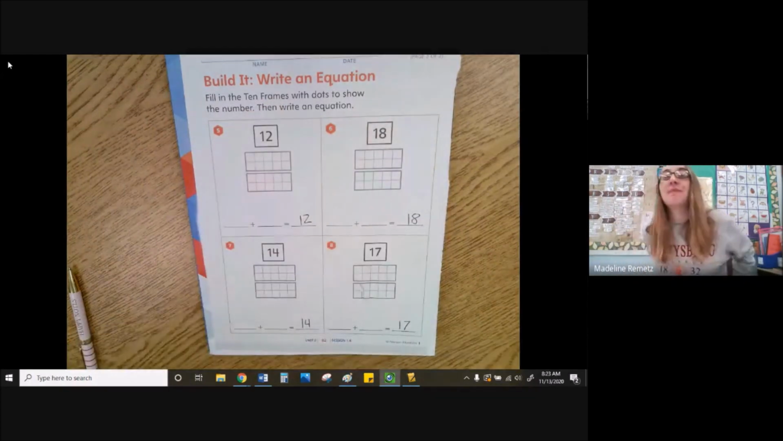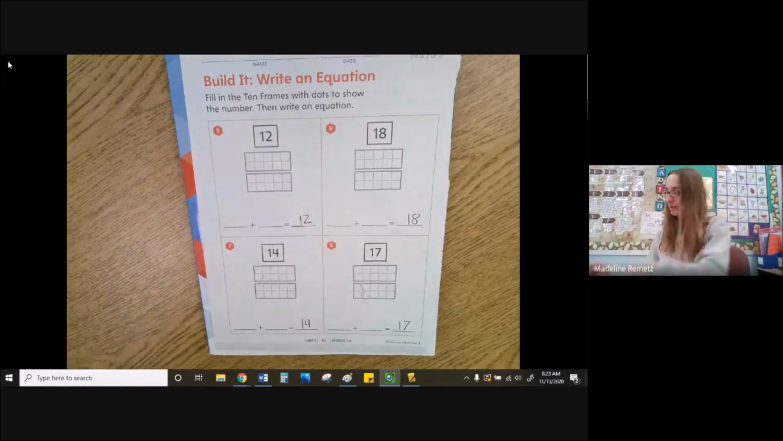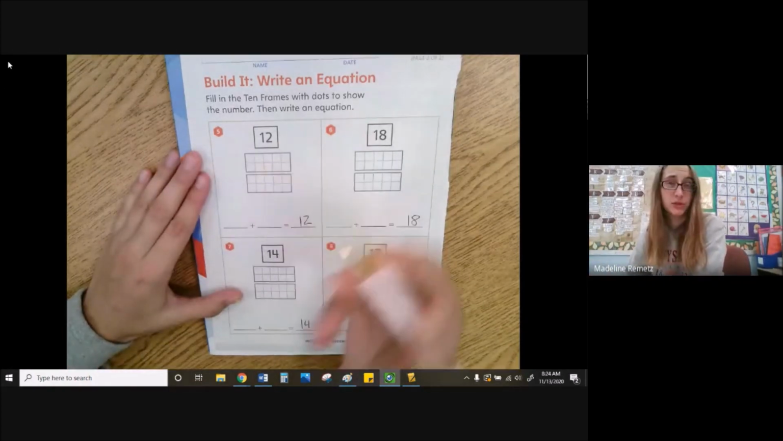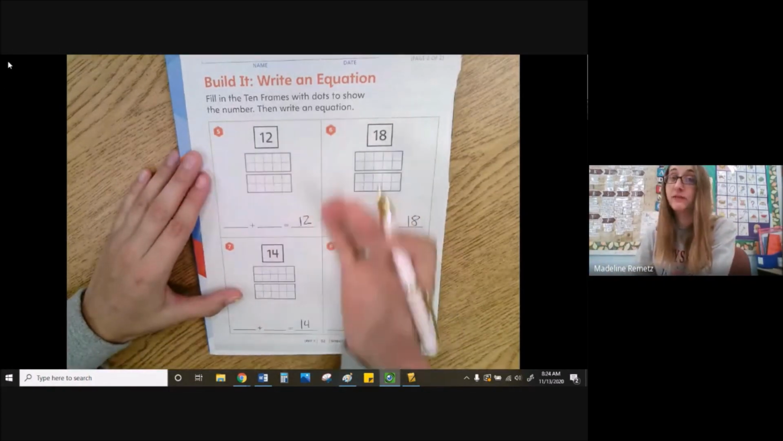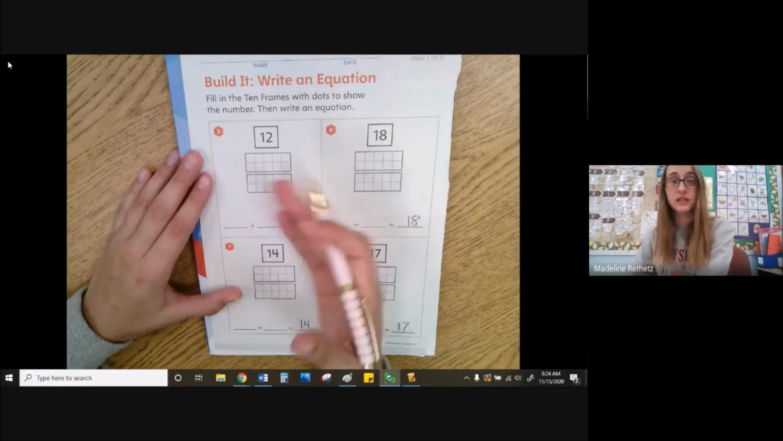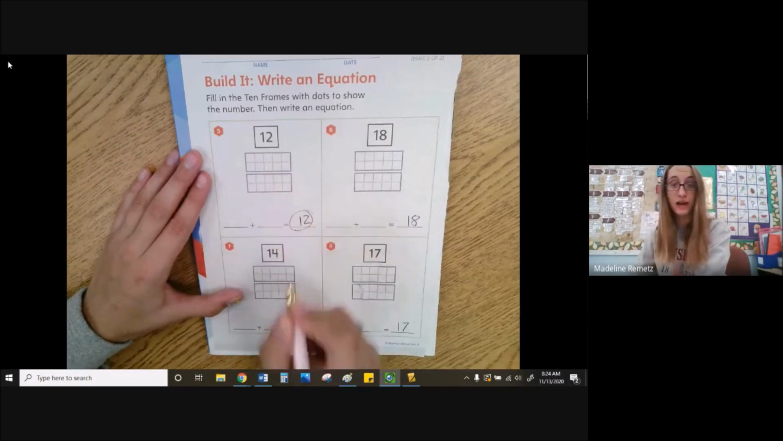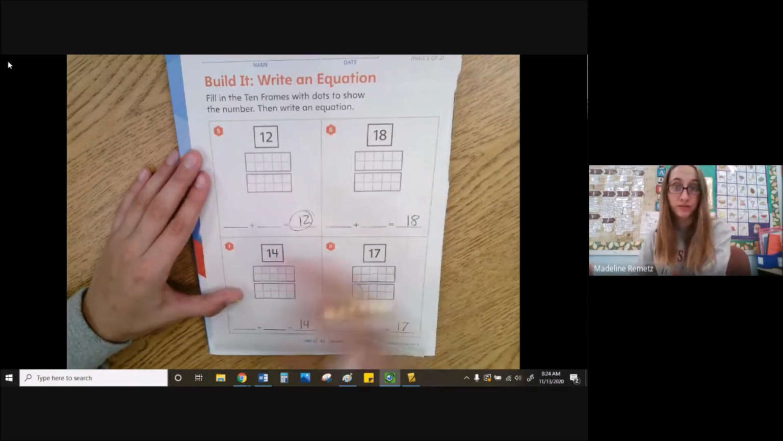Okay, so that means that you've pressed play, which means you've finished your paper. So let's go over the answers to our warm-up. Now you have to make the number 12. There are a couple of different ways that you could have done this. So just because the one I write down isn't yours doesn't mean that you're wrong. As long as your answer equals 12, 18, 14, 17, you're fine.